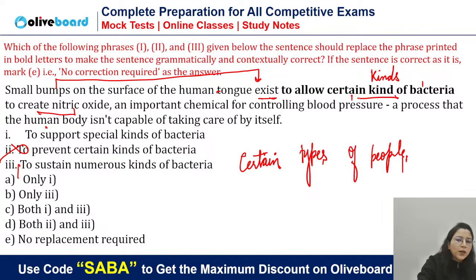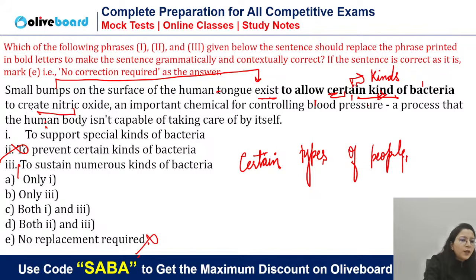Bacteria is plural, but is certain used for bacteria or is it used for kind? Bacteria is plural. Now everybody is saying E. I don't know, so how are you going with NCR? Tell me. Everybody blindly said E, no replacement required. I did nothing; in between I only told you that if the sentence is already correct you will go with NCR, and you all thought that if the sentence is correct then we will go with NCR. Remember these small small things, that several, certain, various always take a plural noun, and on the basis of that E will be eliminated.